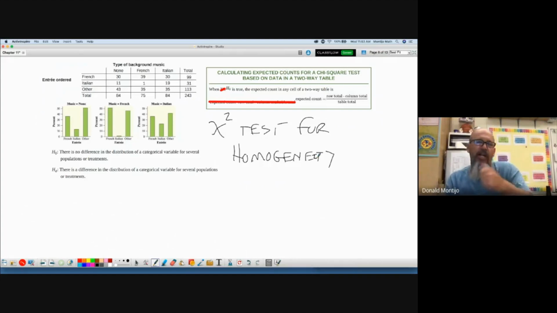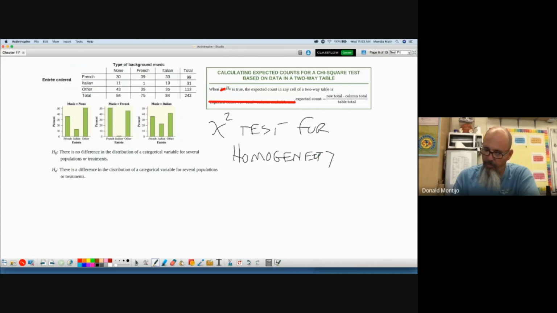So here we have what kind of entree did they order and what type of music was being played at the restaurant. So we have a little graph here where you can see what's going on there. When they did not play any music, most of the people ordered other entrees, not French or Italian. When they played French music, well, most of the people ordered a French entree. And when they played Italian music, most of the people still ordered other. So there is no difference in the distribution of a categorical variable over several populations or treatments would be the null. And the alternative would be, yeah, there is a difference.